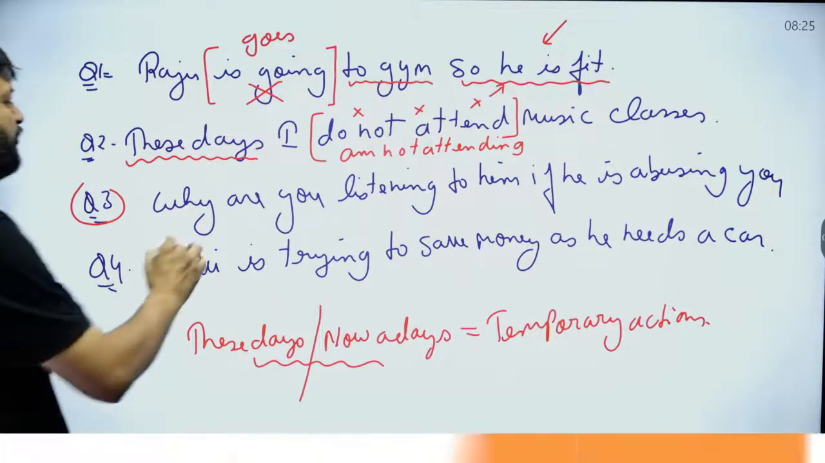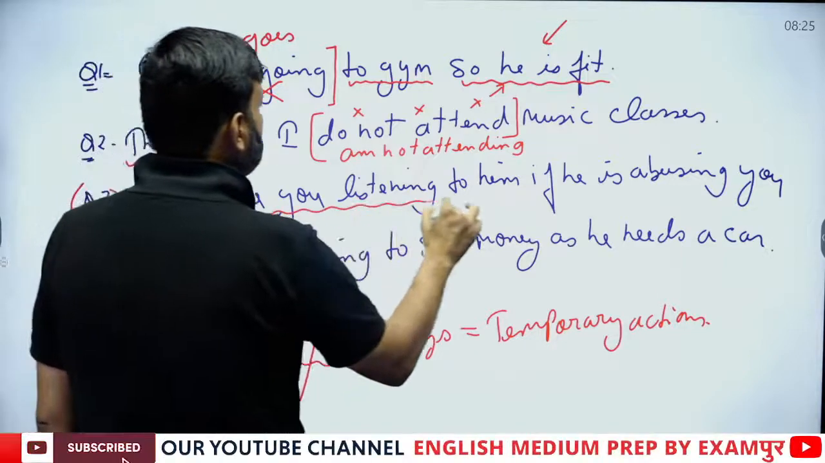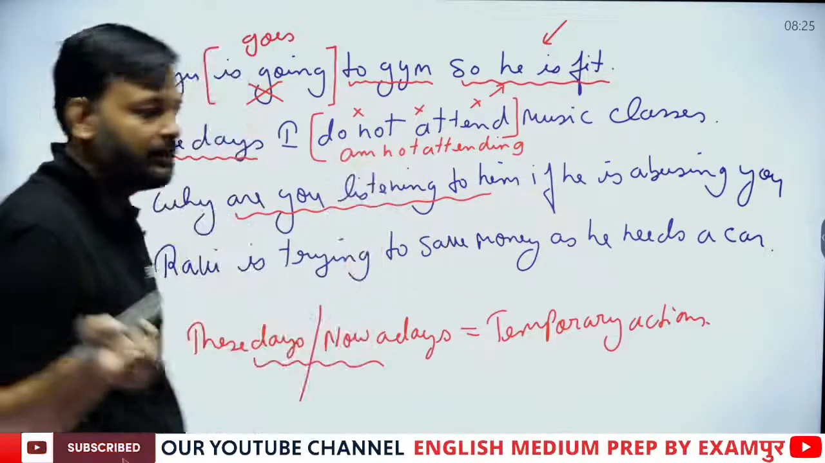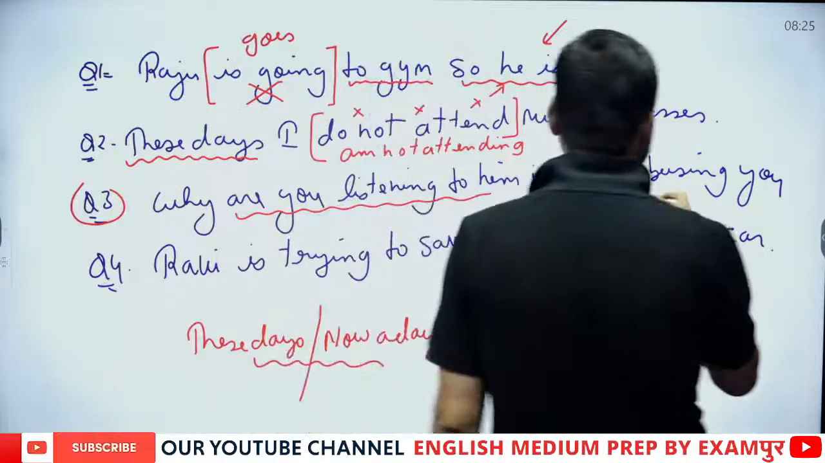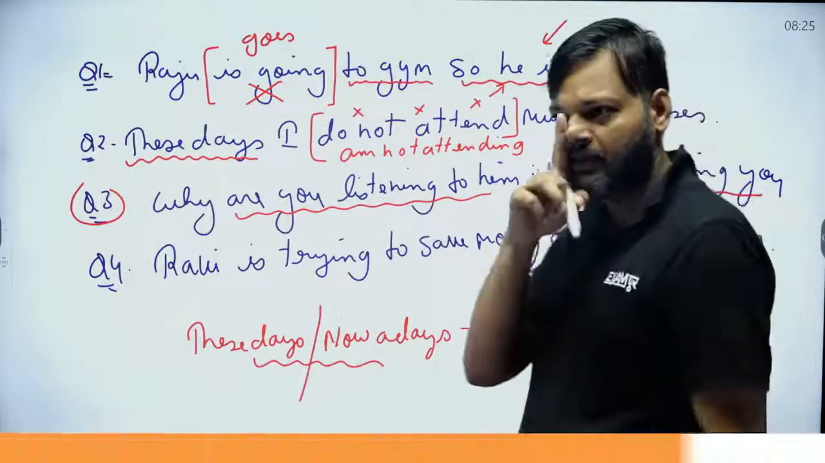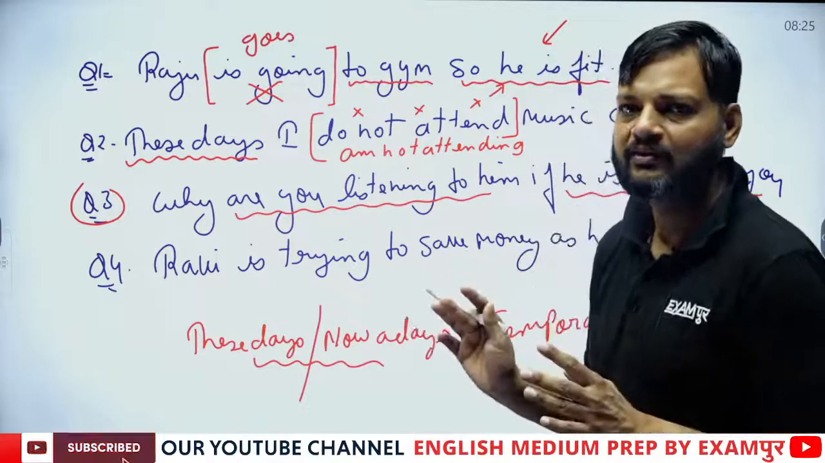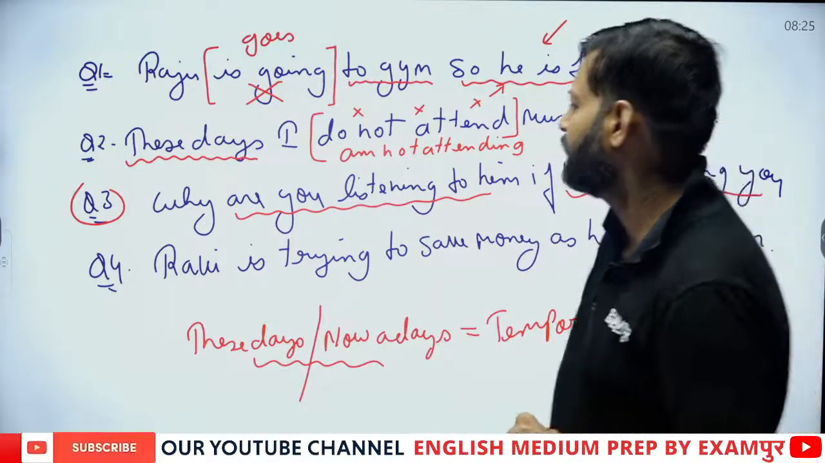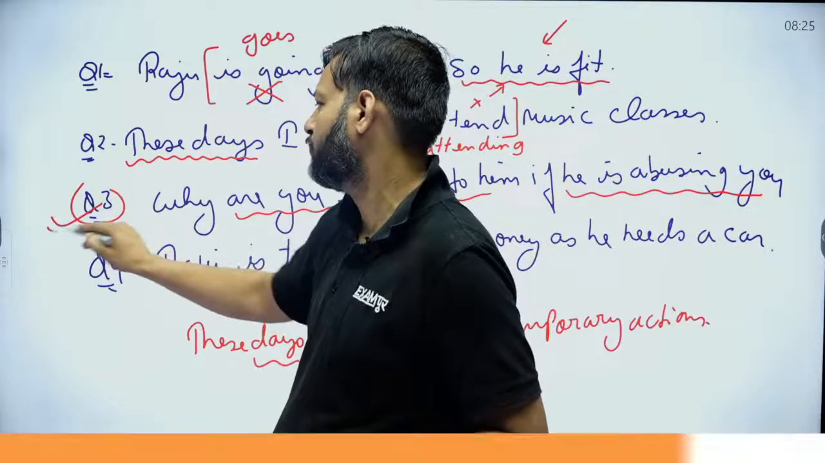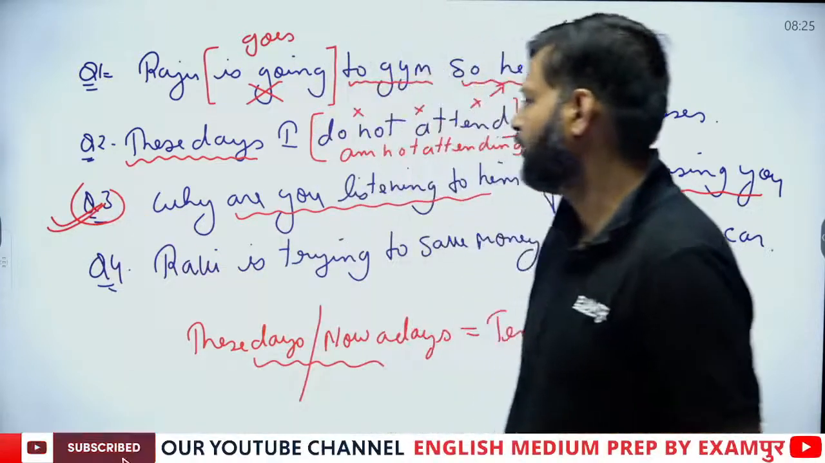So third sentence, why are you listening to him? Temporary. If he is abusing you, again it is also temporary. So this sentence is absolutely correct. There is no error in this sentence. Okay. This sentence is absolutely correct. There is no error. Now question number 4.